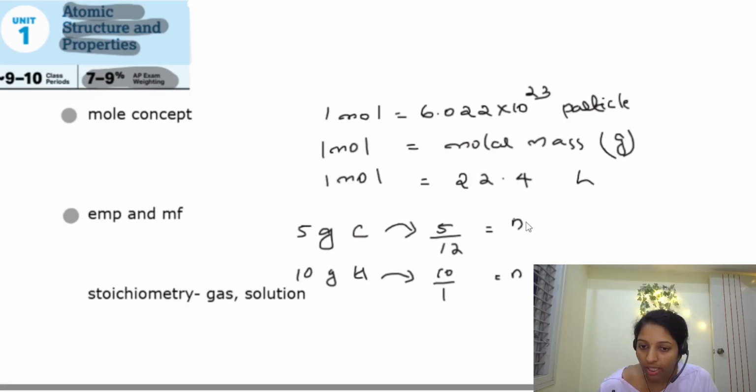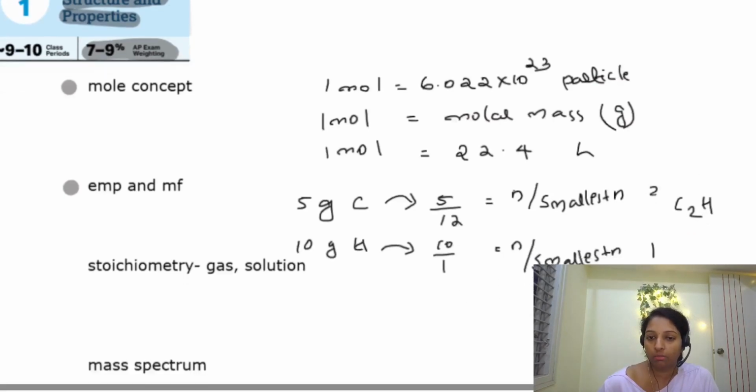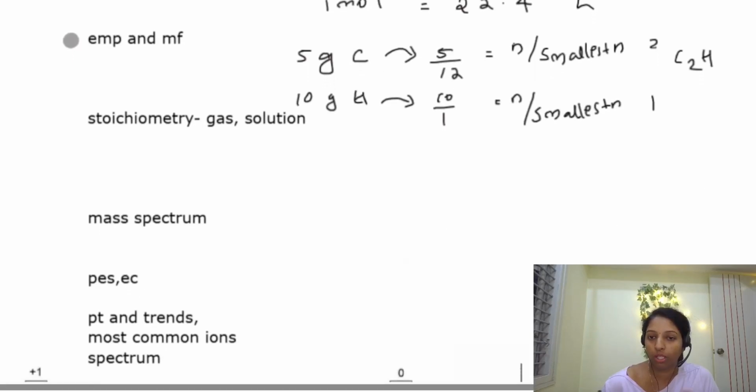Then divide the number of moles by the smallest n, whichever among them is smaller. That will be the empirical formula. Suppose you got 2 for carbon and 1 for hydrogen, which means C2H will be the empirical formula. After that, you can connect with the molar mass to get the molecular formula.